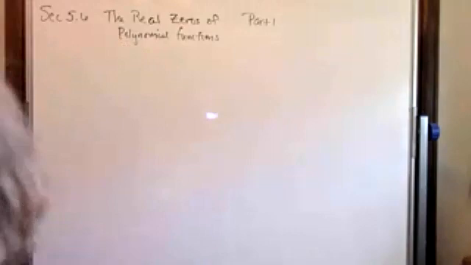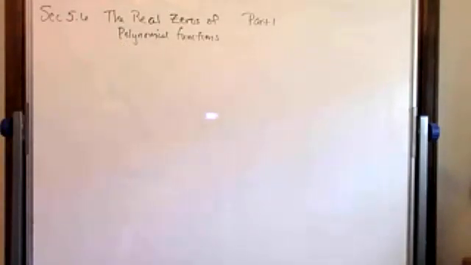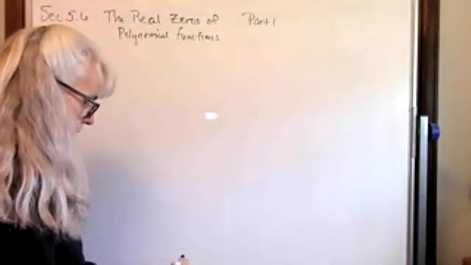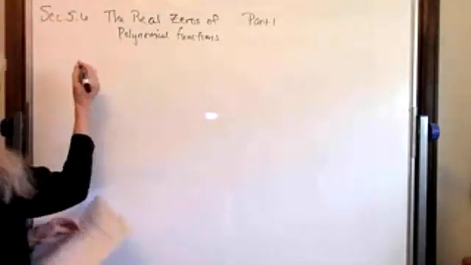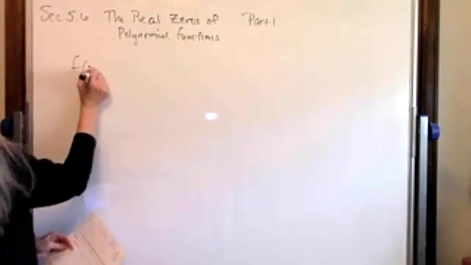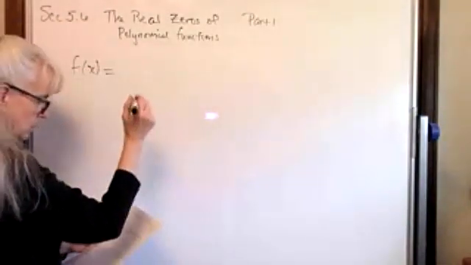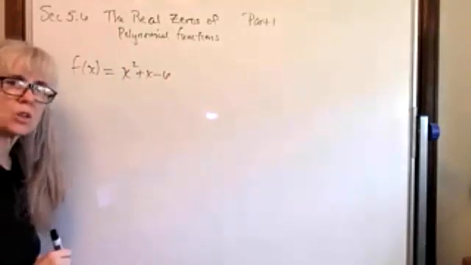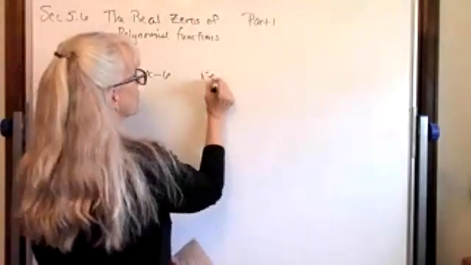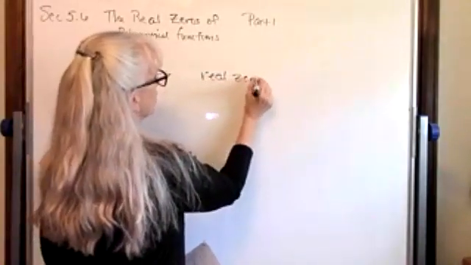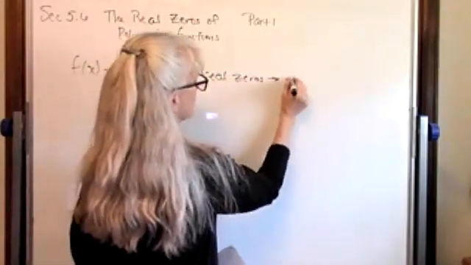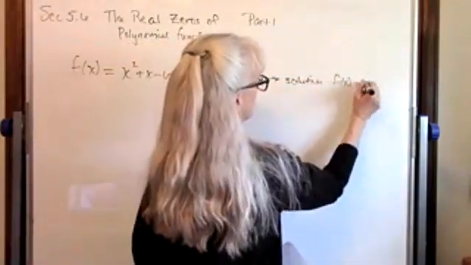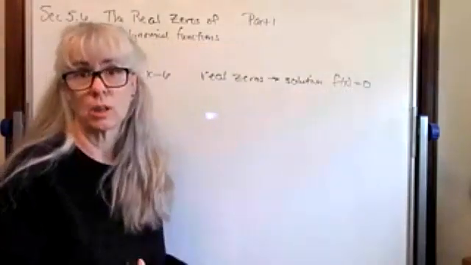So we already know how to find the real zeros of a quadratic function, which is a polynomial. So if I gave you f of x is equal to x squared plus x minus 6 and asked you to find the real zeros. Now remember, the real zeros are the same thing as the solution if we set the function equal to 0. It's also the x-intercepts, which we really used in the last section.